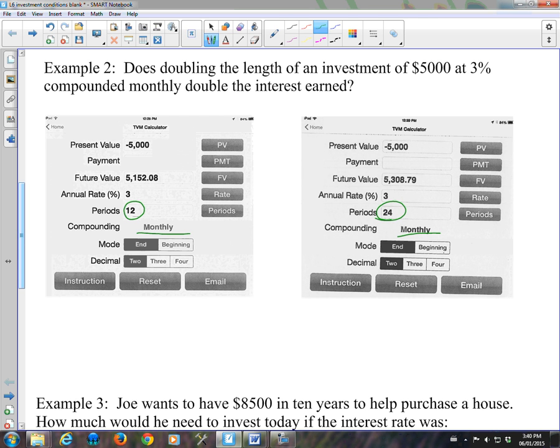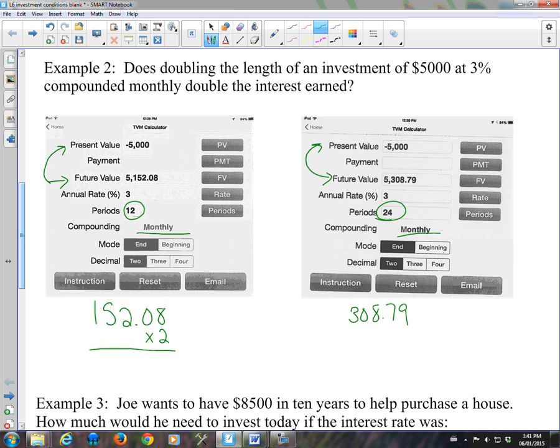When I did 12 months, I earned interest of $152.08, the difference between the future value and the present value. And when I earned interest for 24 months, the difference between the future value and the present value is $308.79. So if I want to know if it doubles, I would do the same thing.